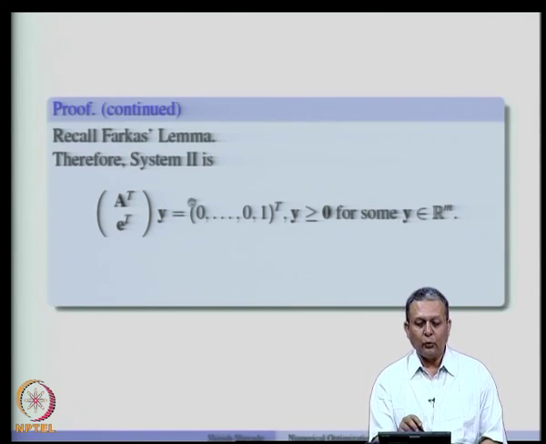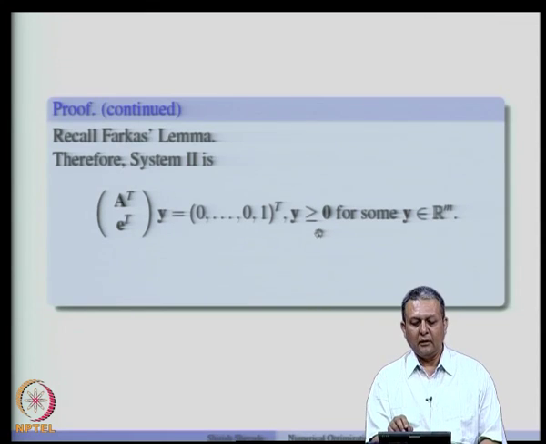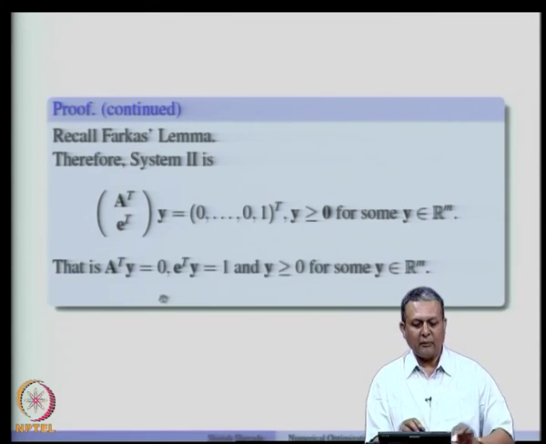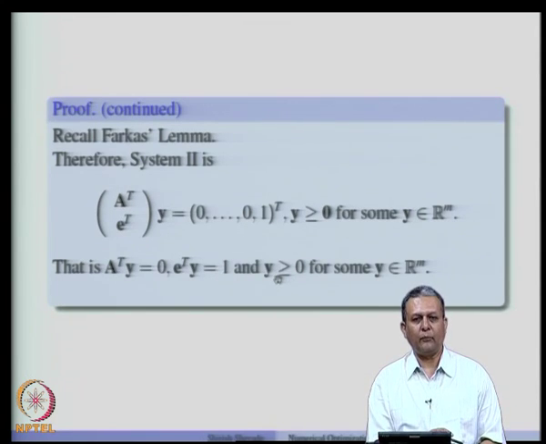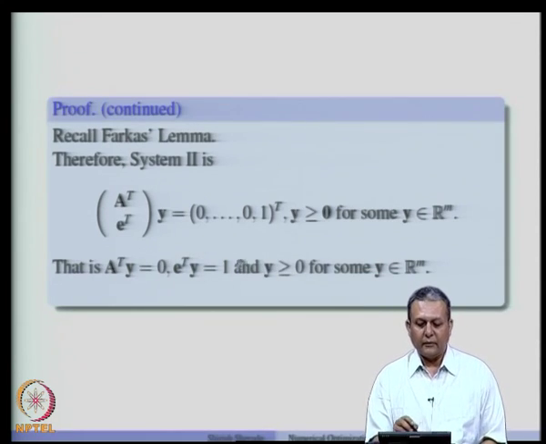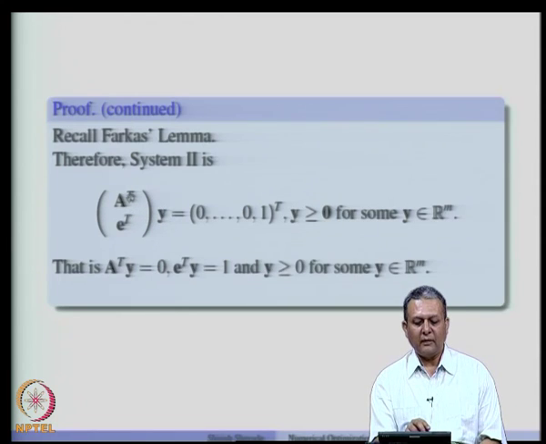Now system 2 also, using that same notation, we can write as this, which in turn can be written as A transpose y equal to 0, E transpose y equal to 1 and y greater than or equal to 0. The only thing that we have added in system 2 is E transpose y equal to 1, because A transpose y equal to 0 and y greater than or equal to 0 was always there. So, the system 2 is of the form A tilde transpose y equal to C, y greater than or equal to 0.